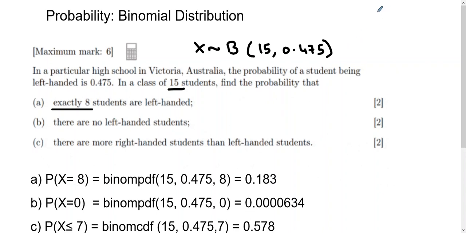So remember, when there is an equal to sign, you use binom PDF. When there is a less than or equal to sign, you use binom CDF, right? So this is something that you need to keep in mind. I did not write greater than or equal to because the GDC is not programmed to calculate for greater than. So any problem that deals with greater than, we have to convert them into less than or equal to. So now let's get started with solving this problem.